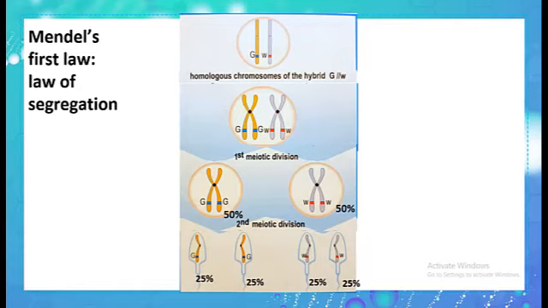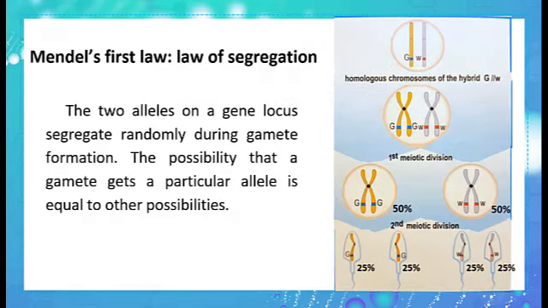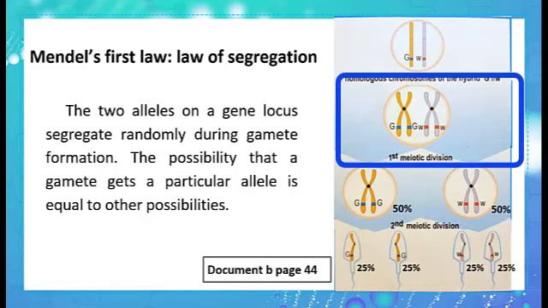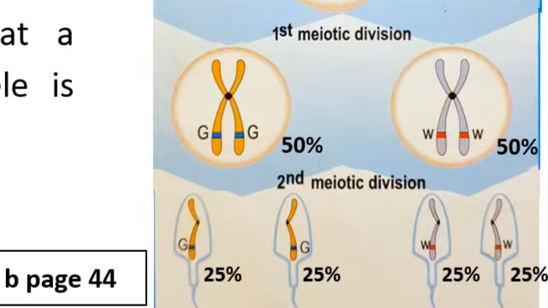This chromosomal analysis during gamete formation is represented in document B of your books. In a chromosomal analysis, you represent alleles with letters on the chromosome, and then show how those chromosomes behave during meiosis.